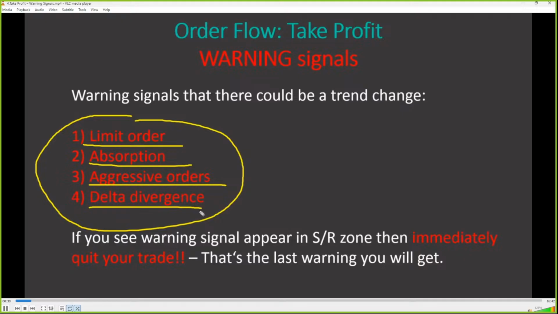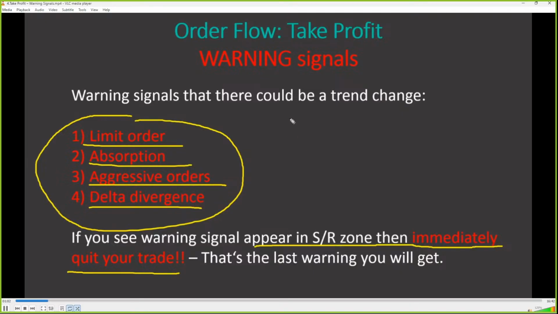Now, if you remember, I talked about those in previous videos where I was talking about trade confirmations, but in this case, those signals will work as sort of warnings, which, if they appear near a support or resistance zone, tell you that you should immediately quit your trade, because what they basically do is confirm the support level or the resistance level, and they signal that the price will turn.